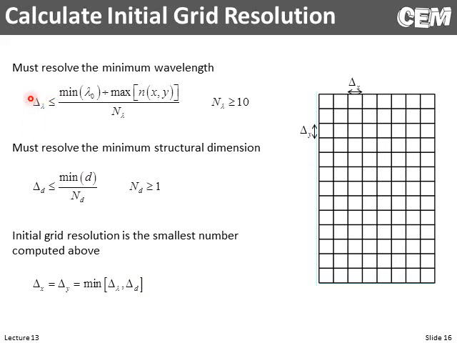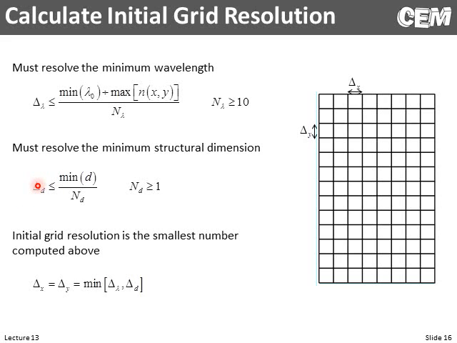You want to resolve the minimum wavelength. Another thing we need to do is resolve the minimum structural dimension. So if we have a little tiny feature hanging off our device, but it may be really important, we want to resolve that with at least one grid cell. Other times you'll read at least 3 grid cells, and it's up to you to figure out really what that number needs to be. But it's on the order of 1, 2, or 3. And so we take this minimum dimension and we divide it by a number that's 1, 2, 3, maybe even 4 sometimes. And we get another guess as to what the size of the grid needs to be.